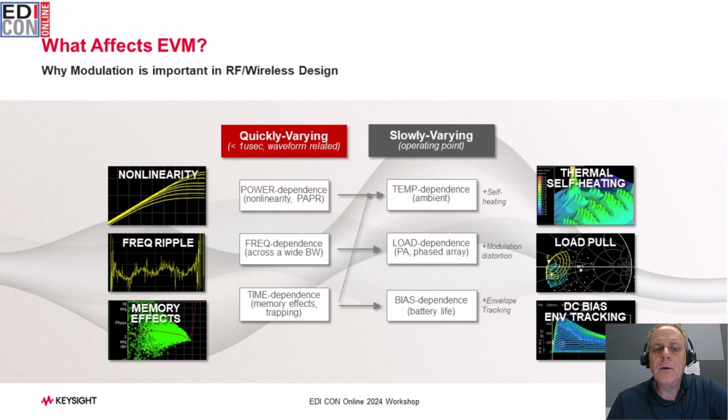Some of them are power dependence and nonlinearity, non-monotonicity, frequency ripple across a bandwidth, memory effects. It turns out that really strong wideband signals with high peak to average ratios are very, very stressful on a design. And the wider the bandwidth, the more stressful it is. They become very noise-like and signal dependent. And if you look at how these interdepend, there are lots of ways to do one of these parameters, but it's very difficult to take all of them into account. And that's where Keysight can really help.